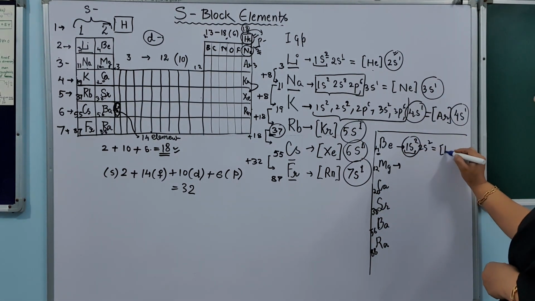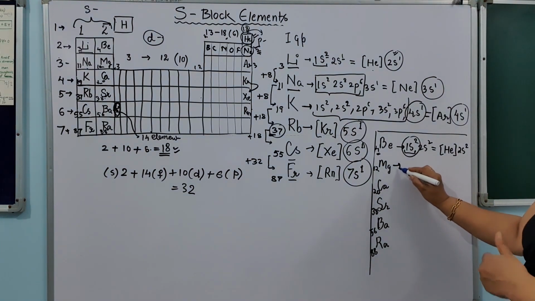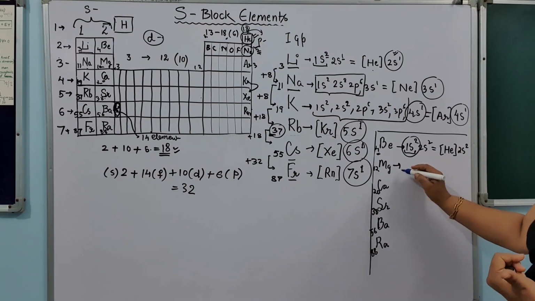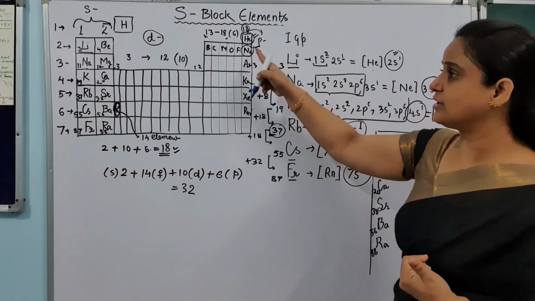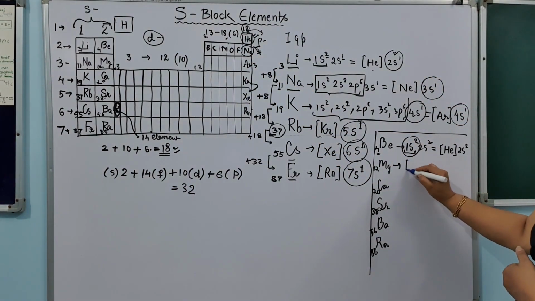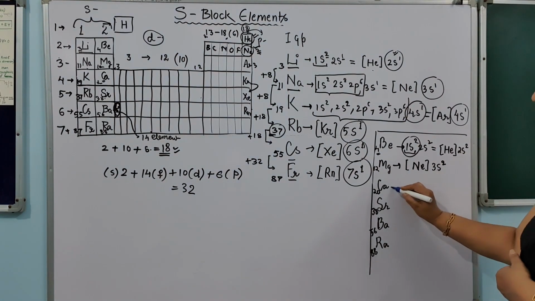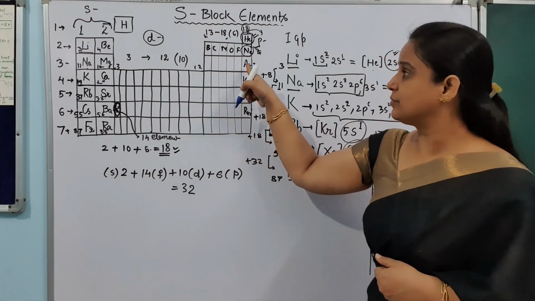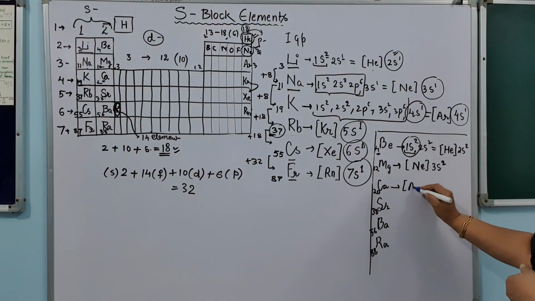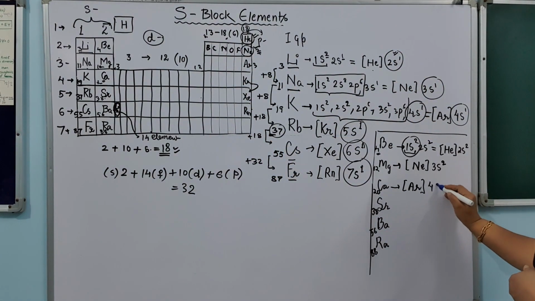So what is the noble gas here? Helium and 2s2. In the same way, what will happen in the case of magnesium? Before magnesium we have to complete neon, so this is the neon configuration plus 3s2. After that, before calcium we have to complete argon, so the argon configuration plus 4s2.